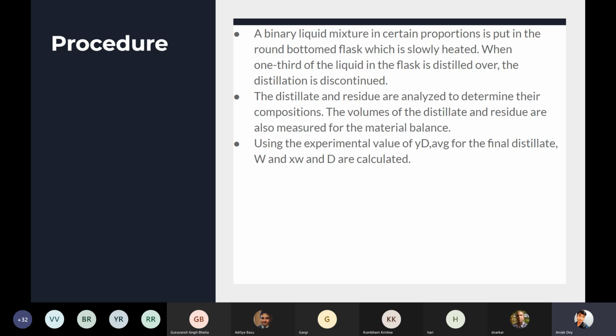Here is the procedure. After that we take the distillate and the residue. We measure the refractive index of both the distillate and the residue. This is to determine the mole fraction of acetone and toluene in the distillate as well as the residue. After that, we will use those experimental values to verify the Rayleigh's equation.